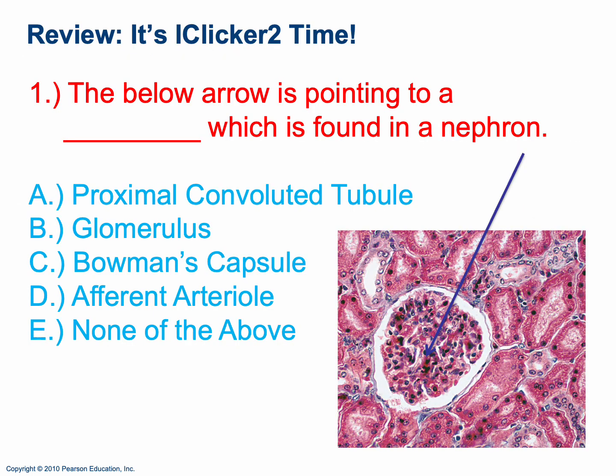All right, it's iClicker time. So it's time to review some of these important concepts. Number one, how about we start with some histology, as you might see some on your practical exam over the urinary system. The below arrow in blue is pointing to a blank, which is found in the nephron. Any ideas what this structure might be?